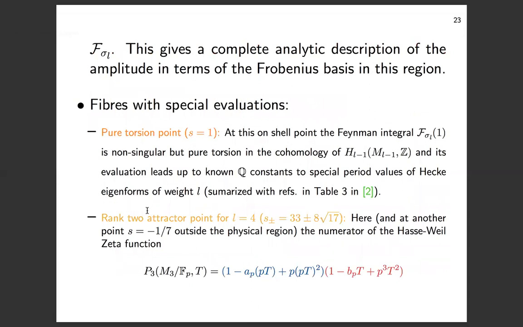So I want to say, maybe because it's also related to number theory, that for the Calabi-Yau threefold, you can calculate the Hasse-Weil zeta function, and you see that at the special points, it factorizes. And then these a_p are coefficients of a Hecke modular form of weight 2. In this case, the conductor is 34 or something. And these b_p are Hecke eigenvalues of a modular form of weight 4.